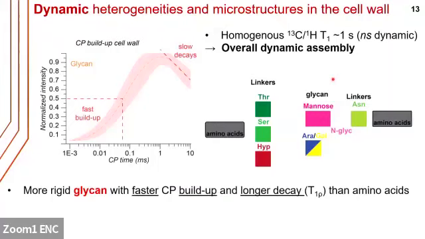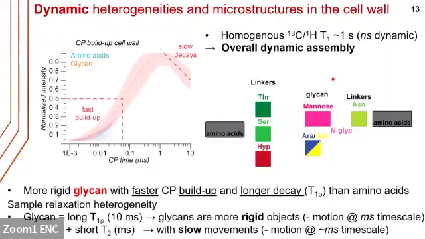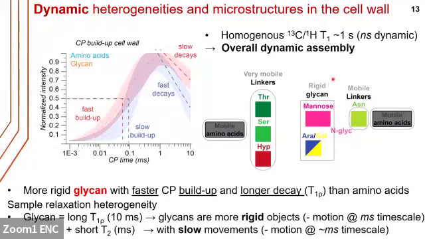Here, by comparing the CP buildup and decays, we prove that the glycans have a fast buildup and a slow decay when compared to amino acids, which have a somewhat slower buildup but, more interestingly, a much faster decay. This proves that this decay is mostly associated with a long T1ρ relaxation for glycans, and this is probing some motion at a millisecond time scale. So we have less motion in the glycans. This is the first update we have only with solid-state NMR, and it's completely new, showing that we have rigid glycans when compared to more mobile amino acids.